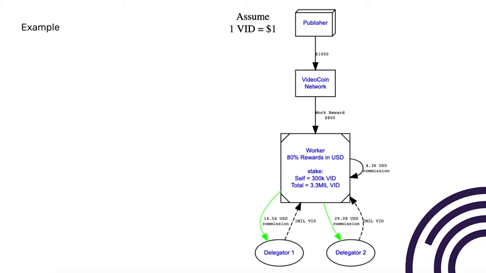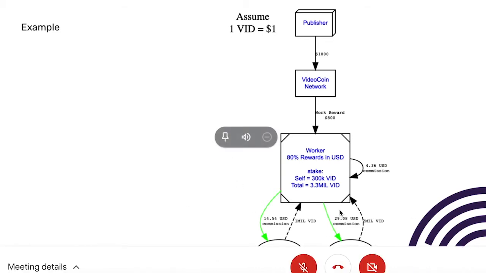Like, so let's say a VideoCoin Network publisher paid $1,000 to VideoCoin Network. $800 would be paid to the worker, assuming that the worker did $800 worth of work, right? And let's say the worker has self stake of 300K VID, and has 3 million staked in delegated stake, right? So when the WithPool software runs, the worker's self stake is calculated as a part of the stake, because that's the only way you can be fair, right?